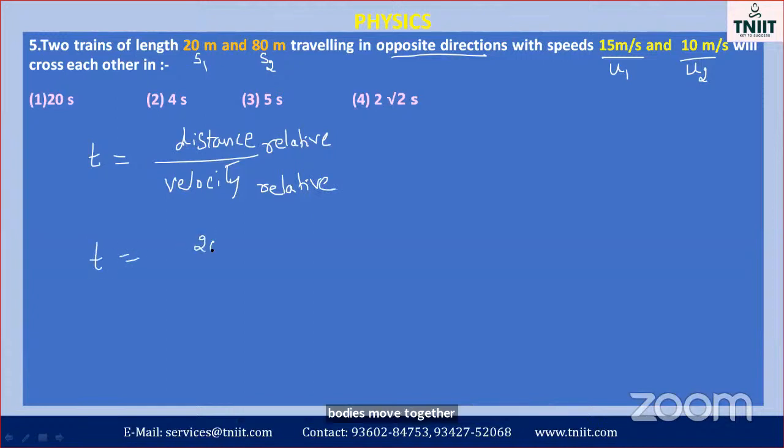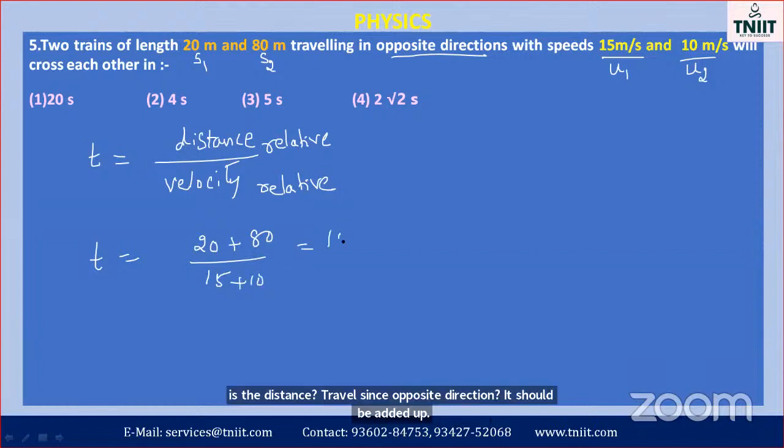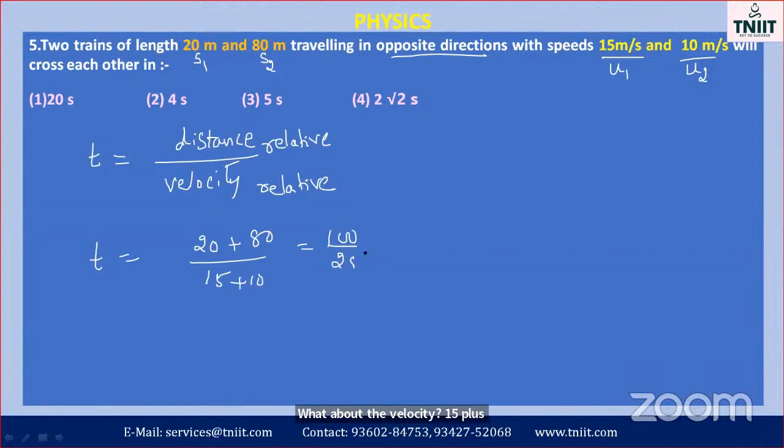What is the distance traveled? Since they move in opposite directions, it should be added up. What about the velocity? 15 plus 10. So it is nothing but 100 by 25, which is nothing but 4 seconds. So 4 seconds. So option 2 is the right answer.